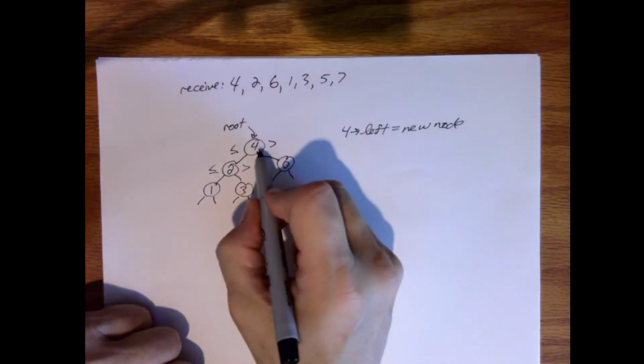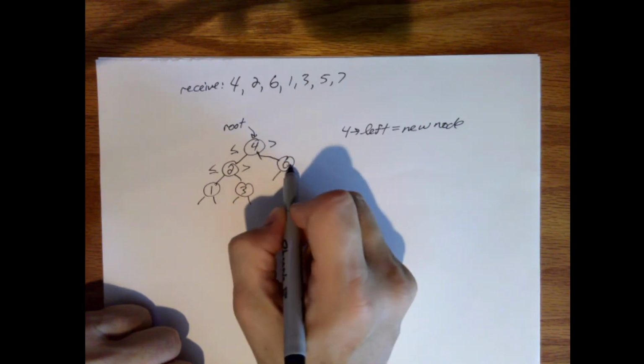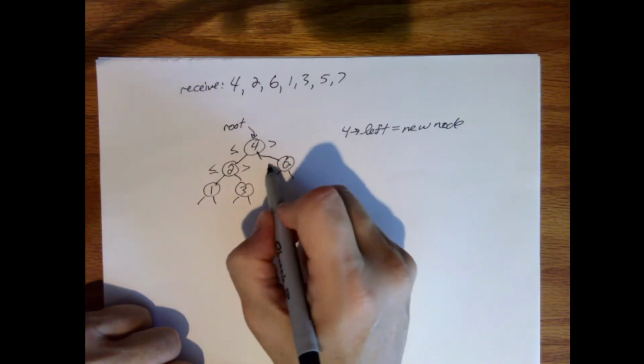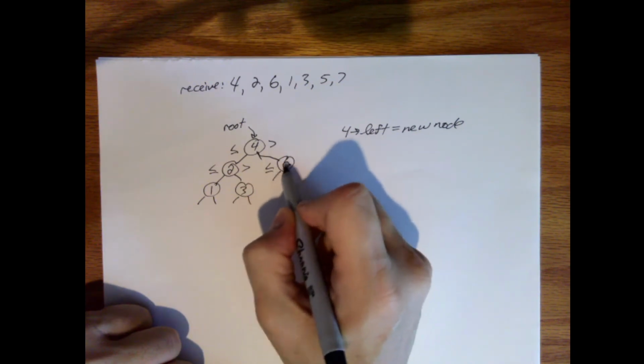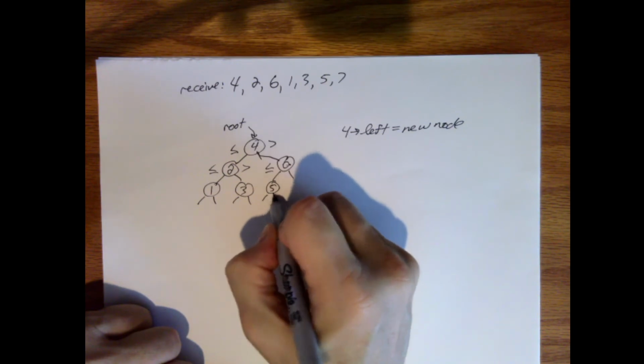Get 5. That's greater than 4. Is the right child of 4 null? No. So I need to move down a level. So I come to here. Is 5 less than 6? Yes. Is the left child of 6 equal to null? Yes. So I can attach 5 there.